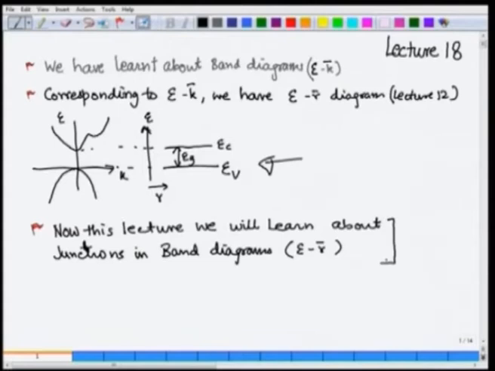What happens if you join two semiconductors together, and how would the band diagram, the E versus R type of band diagram, look in that case? To the best of my knowledge, semiconductors by themselves are not really interesting. If I give you silicon, what do you do with it? Silicon alone as such probably has not much utility. Yet silicon is the workhorse of our electronics, microelectronics. So, how does that happen?